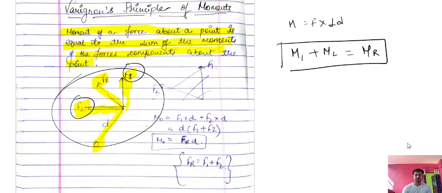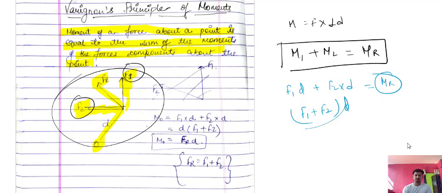If we derive this further, moment 1 will be F1 into D, that is the perpendicular distance. For M2 it will be F2 into the perpendicular distance, which is the same here, and Mr is the moment of the resultant force. So from here we will get F1 plus F2, and D is common here. And what is F1 plus F2? That is the resultant force into distance, which is equal to the moment.